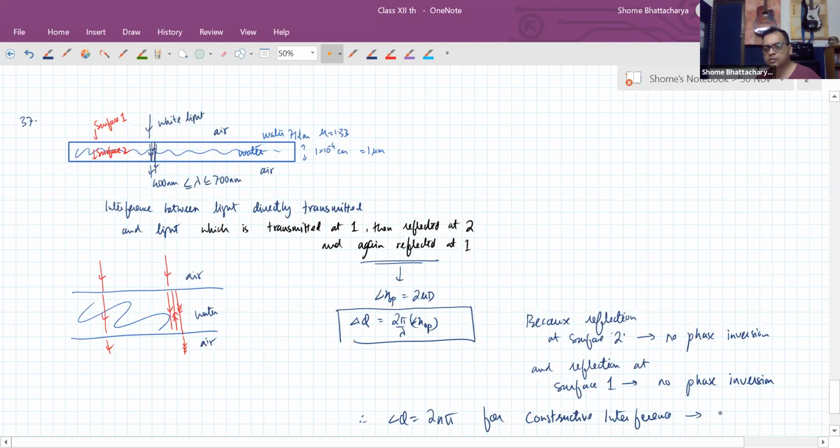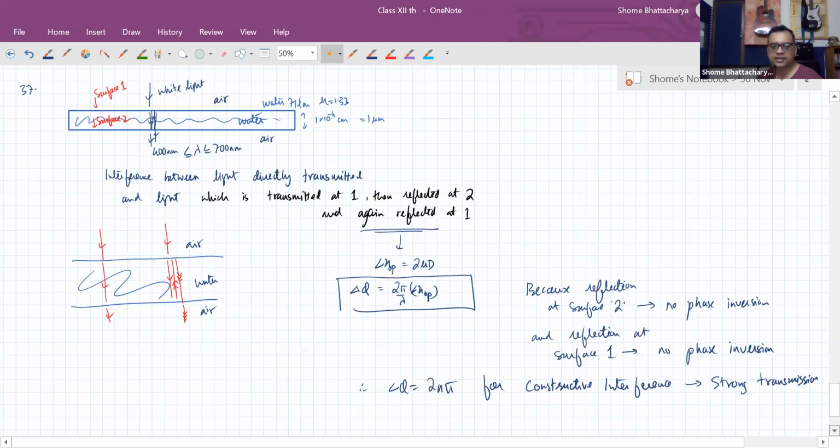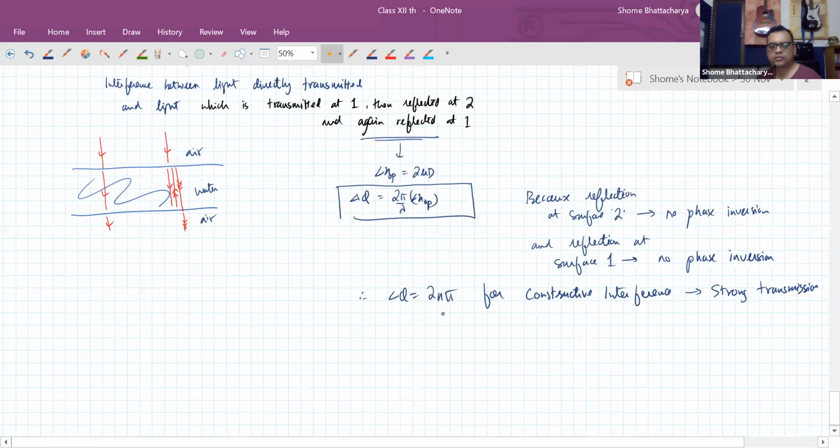That is for strong transmission. Okay. So here also the phase inversion doesn't play a role. I'll show you an example where phase inversion plays a role, but here it does not play a role. Okay. So the condition is that this delta x optical, which is 2 times mu d, should be equal to n lambda.